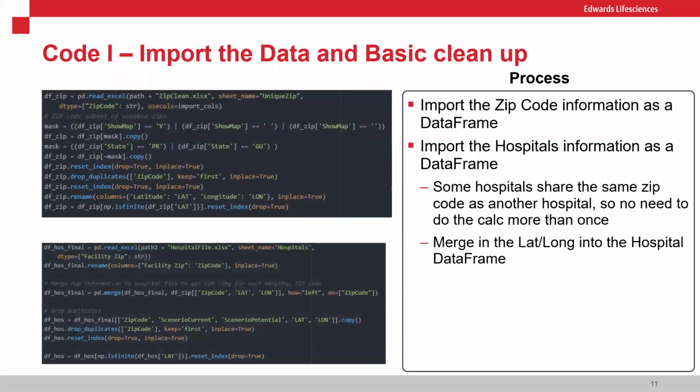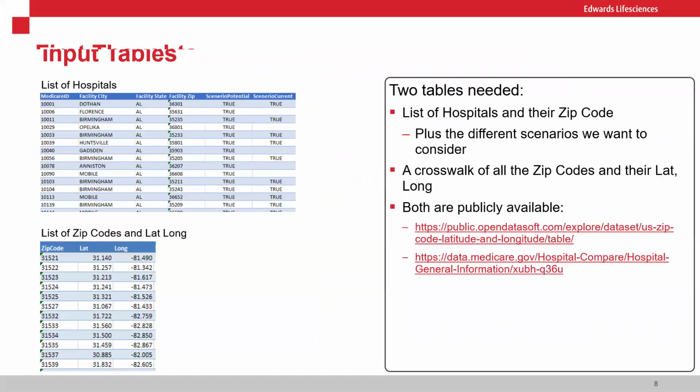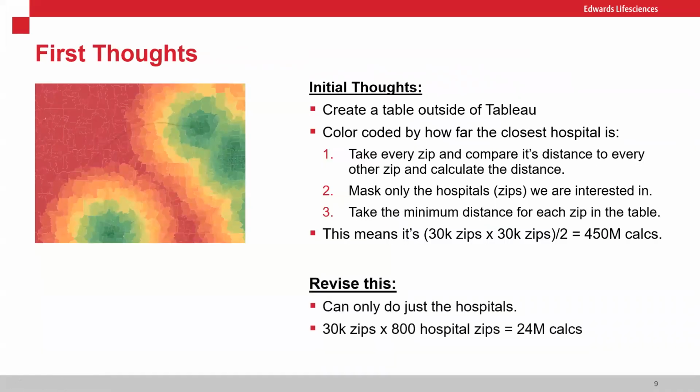Net, very clean and simple: just import it, drop the duplicates, and keep it as clean as possible. There's more than one hospital in the same zip sometimes, so we can easily take those out to make this data set smaller and smaller and minimize the amount of calculations we're going to have to do. Then with the hospital file, which is this file over here on the upper left, they didn't include lat long, so I had to mash those in there.